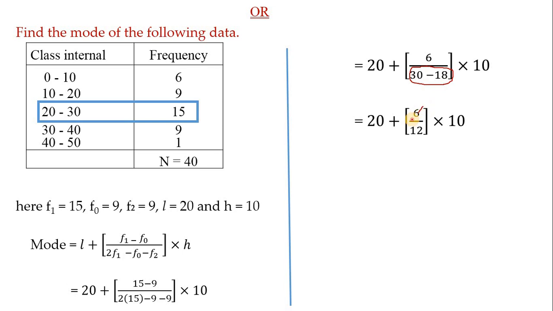Next, let us simplify this one. 6 ones are 6 and 6 twos are 12, and here 2 ones and 2 fives. Now what is left out? 20 plus, here 5 is left out. 1 into 5 is 5 itself. So for this whole part we will get 5, and 20 plus 5 is 25. This is the mode, children. Very simple.